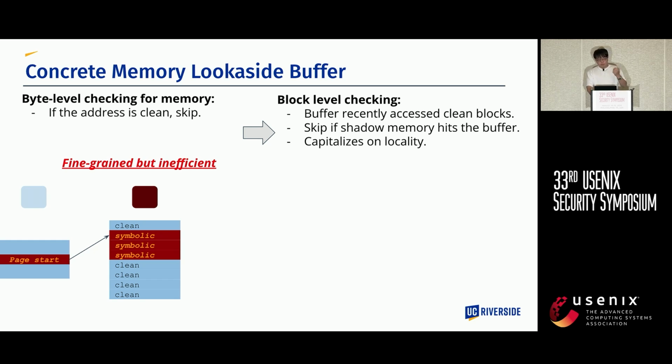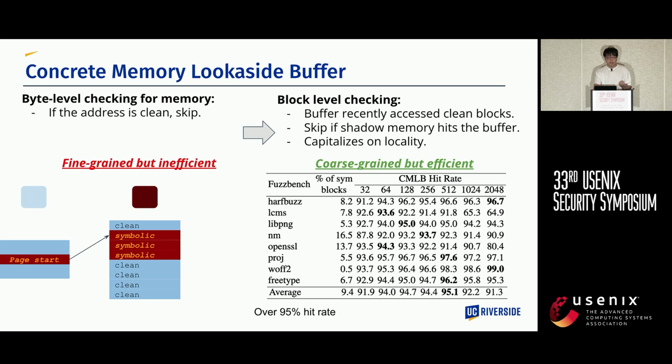This approach capitalizes on the locality of shadow memory access, and it also depends on the design of the block size. In the original design of the TLB, the block size is one page, but this is apparently not a good choice for us, because even a single symbolic byte will mark the whole page as symbolic. So we experimented with different block sizes from 32 bytes to 2048 bytes.